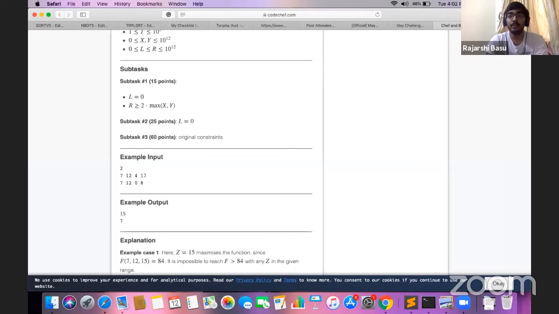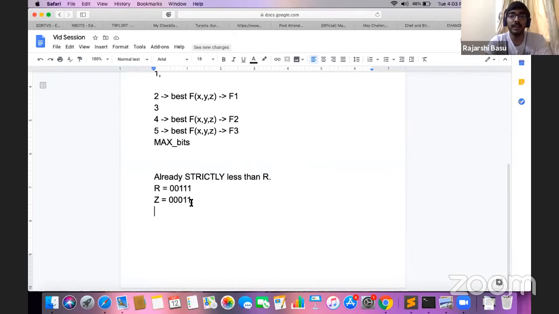When we have both L and R, we have some longest common prefix of L and R, right? So let's say R is 0, 1, 1, 0, 0, 1, 0, and L is 0, 1, 1, 0, and let's add 0 here, something like this. So this is R and this is L.